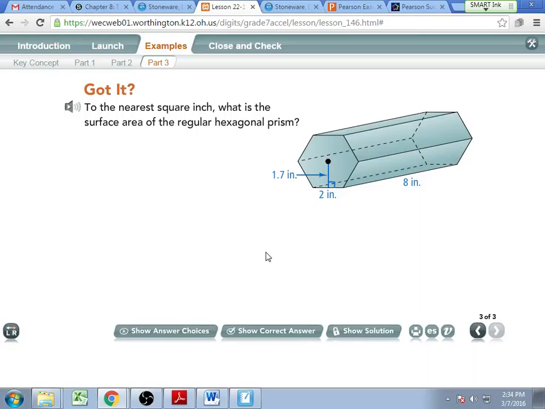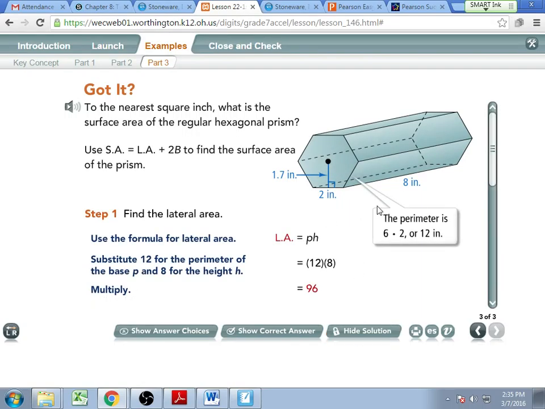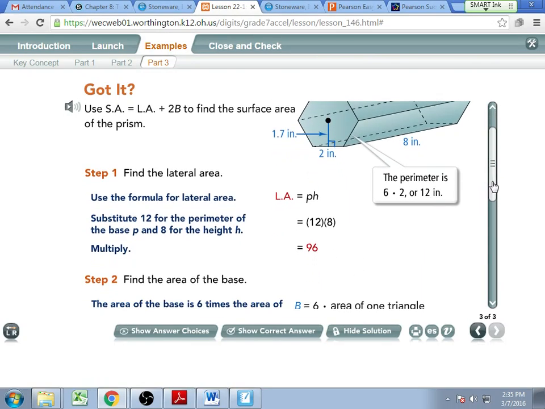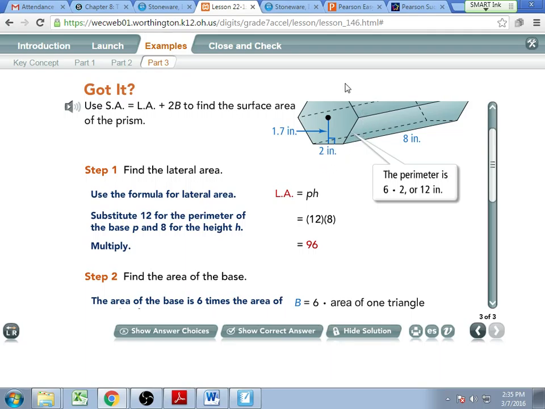So for our got it in this situation, we actually are just going to do the same thing. My base is this hexagon. I can break it up into 6 triangles. So our final answer will be 116 inches squared. We get there through this process. We start by finding the lateral area. We deal with the perimeter being 6 sides, all of 2 inches. So that gives me my perimeter of 12. Then the height is 8 because it's 8 inches between the bases.